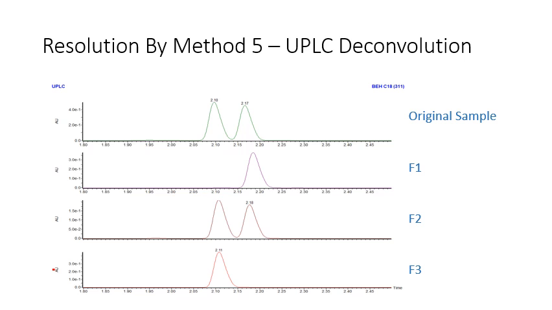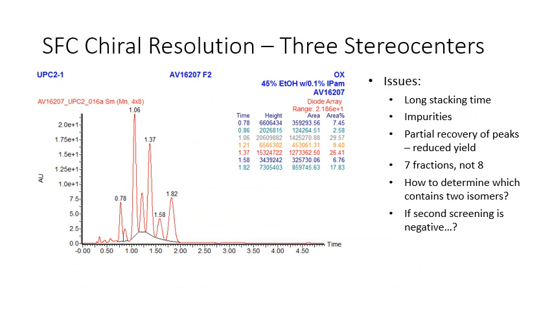So here's our original sample UPLC showing both pairs of enantiomers, and we can assign F1 as one of the enantiomers from this peak, and F3 as one of the enantiomers from this peak. F2 contains not a pair of enantiomers, but a pair of diastereomers. So we're getting quite a bit of information out of layering these 2 types of chromatography together. This becomes important when you start to look at 3-stereocenter compounds.